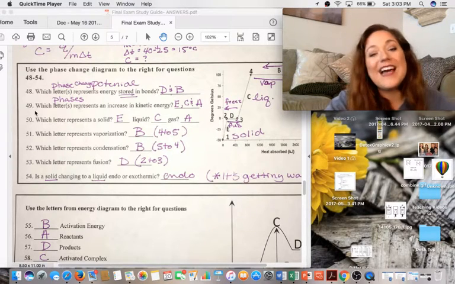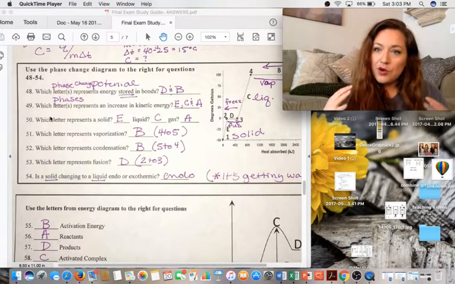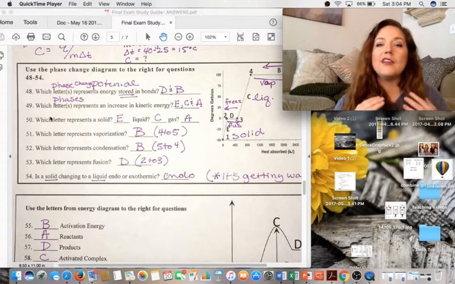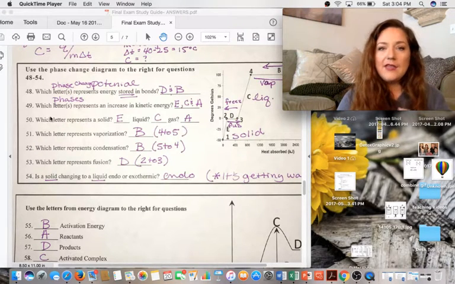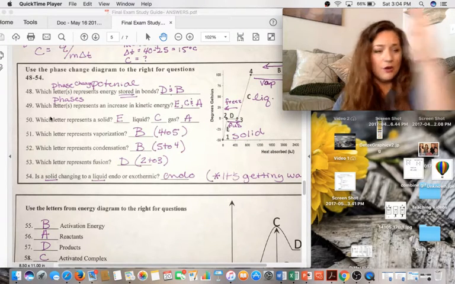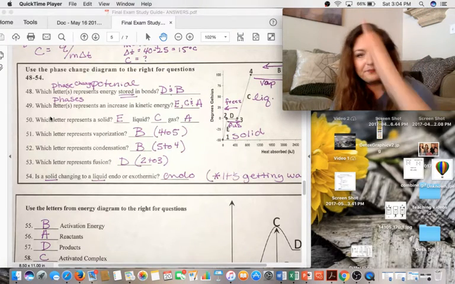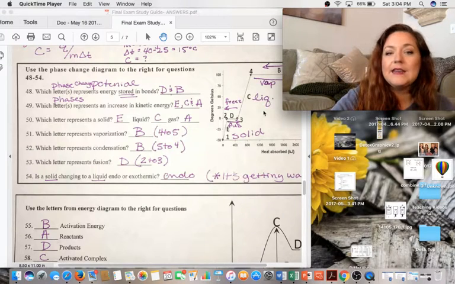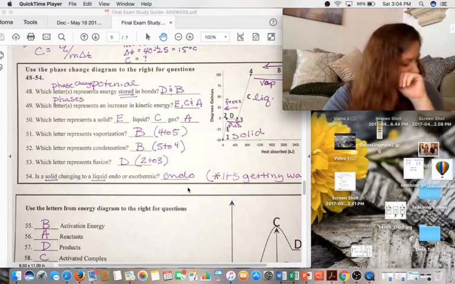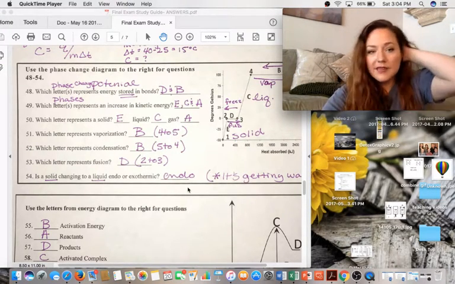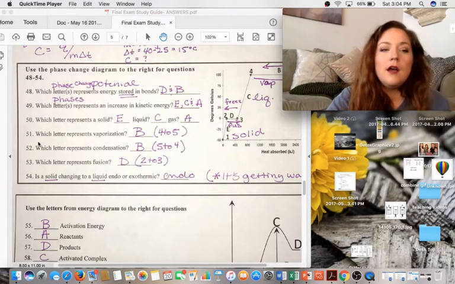Then for 49, they're asking you, which ones have the kinetic energy? And that is going to be your phases, just your phases. So those are your curves, your lines going like this. So that's going to be E, C, and A. E, C, and A. All right, so 50.